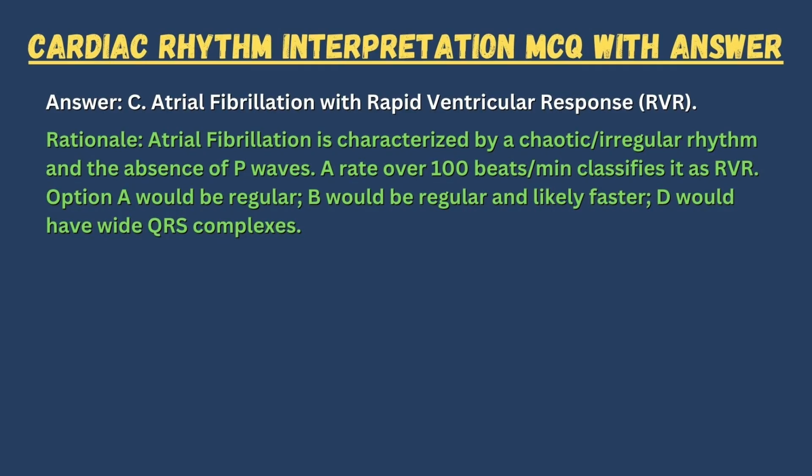Rationale. Atrial fibrillation is characterized by a chaotic or irregular rhythm and the absence of P waves. A rate over 100 beats per minute classifies it as RVR. Option A would be regular. B would be regular and likely faster. D would have wide QRS complexes.